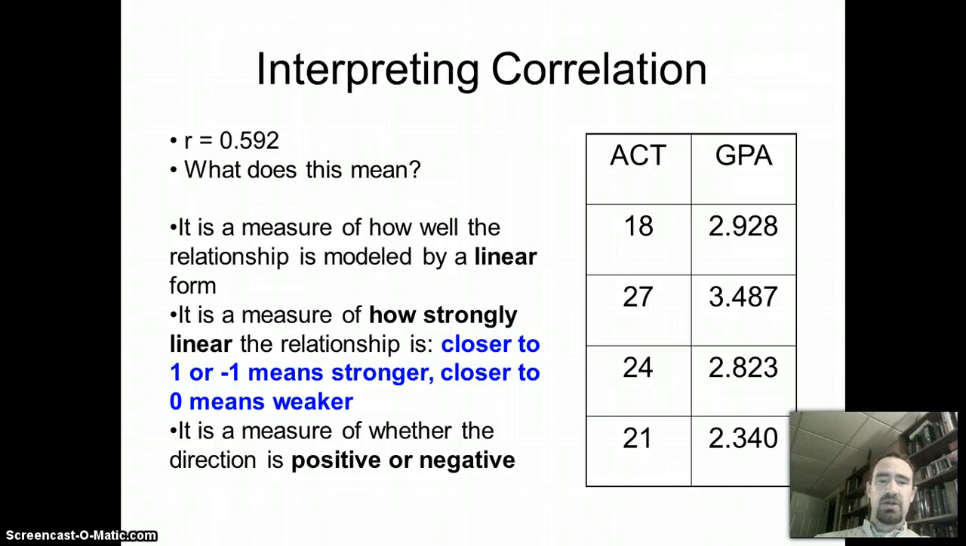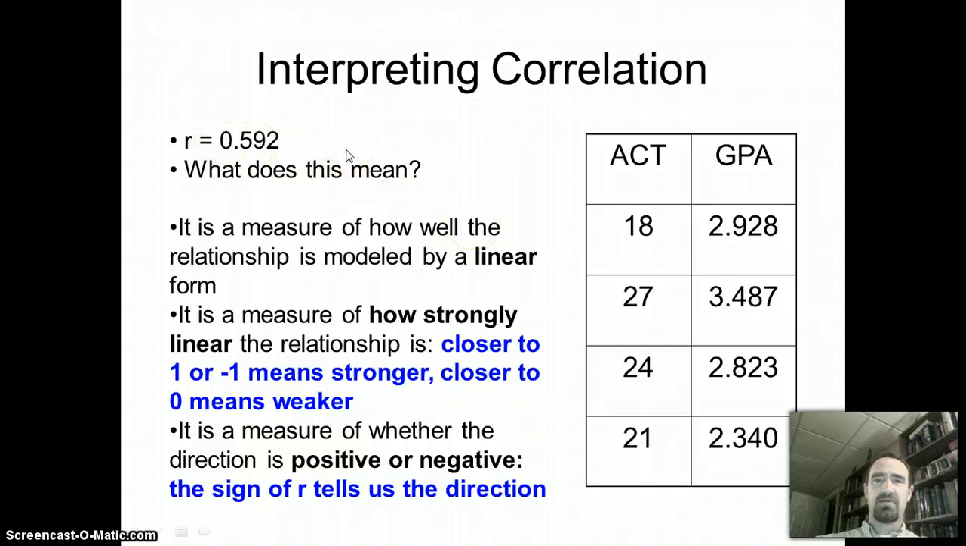The other thing to note is that it's also a measure of whether the direction is positive or negative. And that's pretty easy. If the correlation is a positive number, it's a positive relationship. And we can see that here, higher ACTs going with higher GPAs. Positive relationship. On the other hand, if it's a negative value, then it's a negative direction.